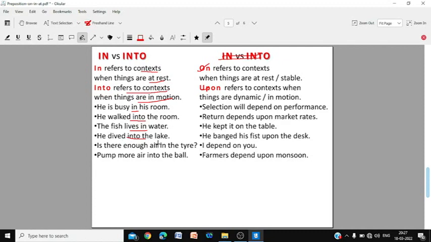Is there enough air in the tire? Pump more air into the ball. Pumping means flow of air, motion. On and upon. The heading in and into is incorrect. It should be on and upon.